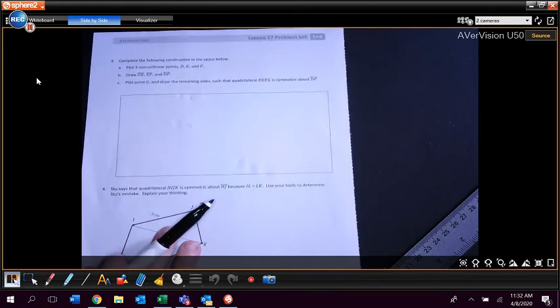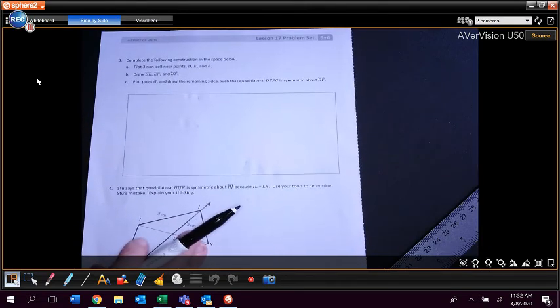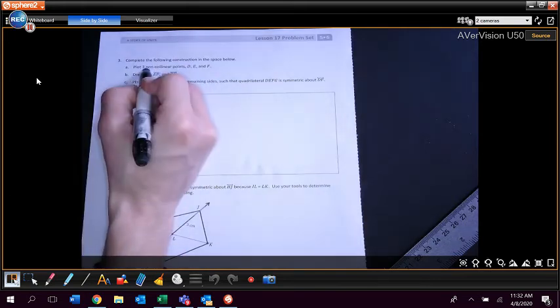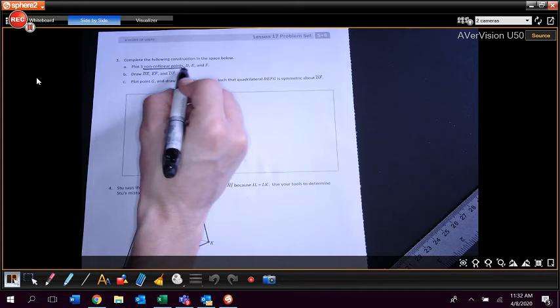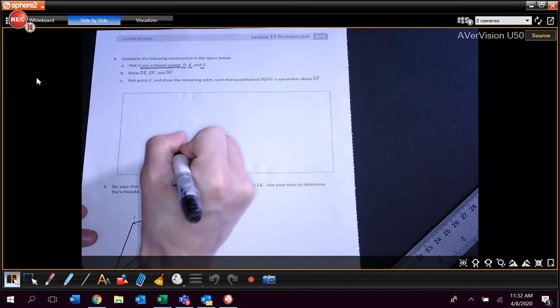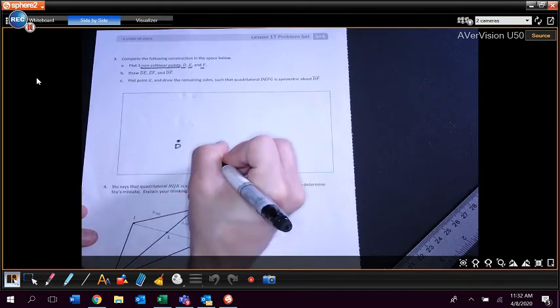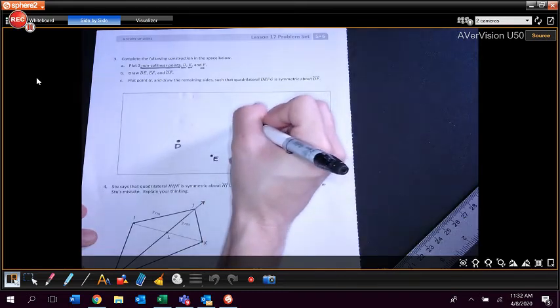All right, now we're going to move on to problem number 3. In problem number 3, guys, it says complete the following construction in the space below. So remember, I always told you to make sure you follow each point. It says plot 3 non-collinear points. Remember, non-collinear means they're not going to be in the same line. D, E, and F. So that is exactly what I'm going to do. I'm going to do D right here, E right here, and then F right here.